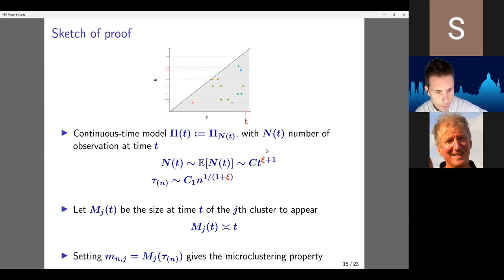This is essentially what gives you the microclustering property. If you look in continuous time, m_j(t) is the size at time t of the jth cluster to appear. Because of this Cox process construction, m_j(t) clearly increases linearly with t. And by writing m_j at the time of the nth observation, m_j of tau_n, using the combination of this and this, we obtain the microclustering property.